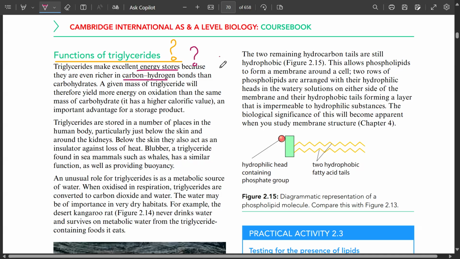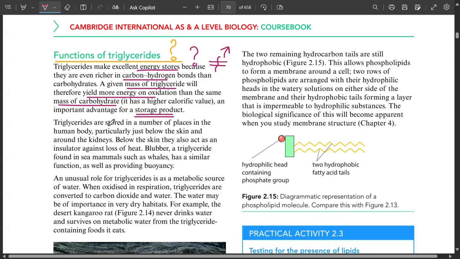And when you are going to break these hydrogen-carbon bonds, energy would be released. They have more carbon-hydrogen bonds, even more than carbohydrates. A given mass of triglyceride will therefore yield more energy on oxidation than the same mass of carbohydrate. It has a higher calorific value, an important advantage that it has for being a storage product as well.